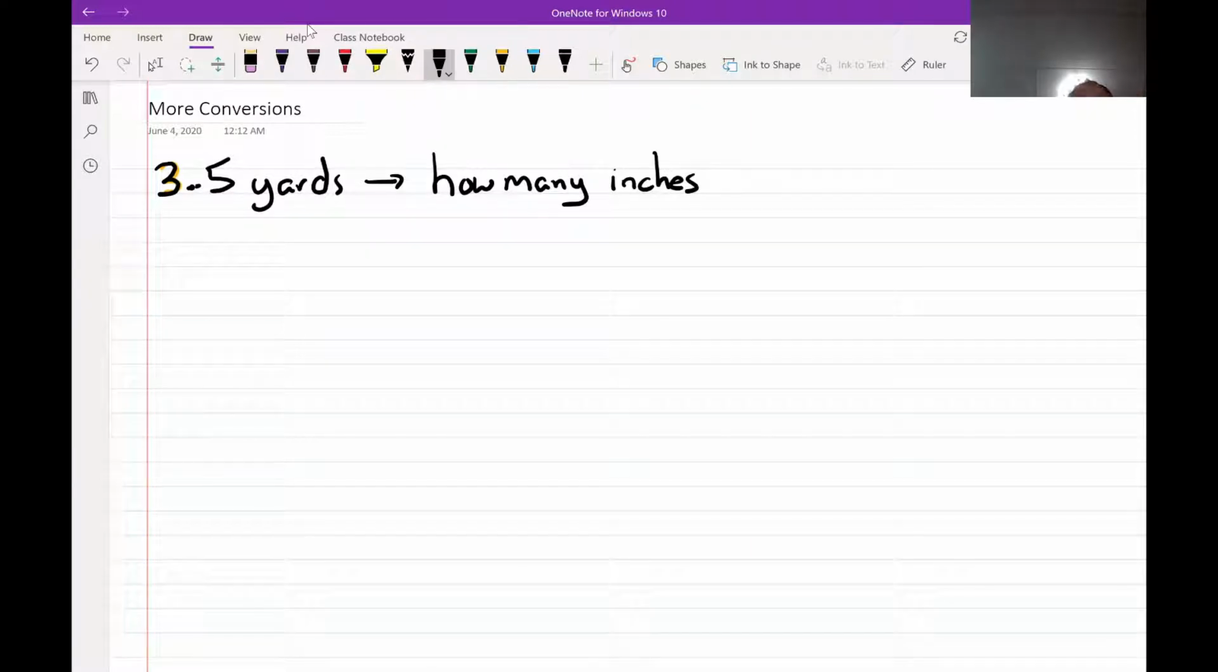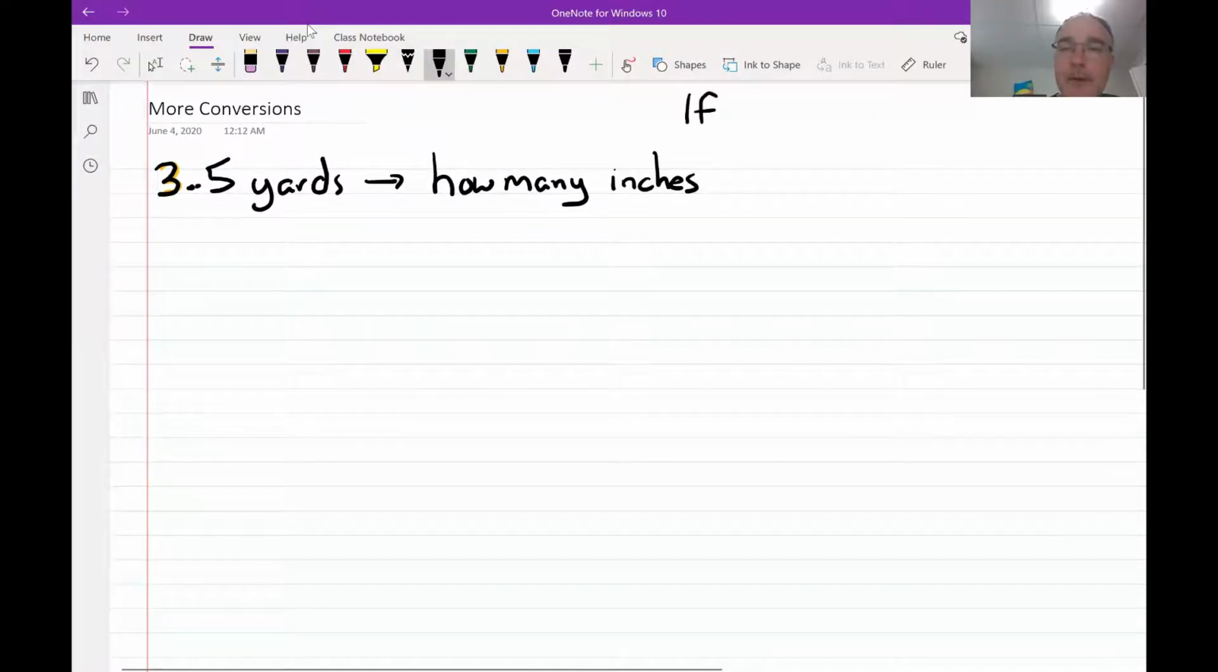So there's a few things. I think most, if you talk to your parents, they probably would know about yards and feet and inches. And some people do have other sort of deeper understandings of the connections between these things. But I think for a lot of people, they know the connection between feet and yards. So the connection is 3 feet equals 1 yard.